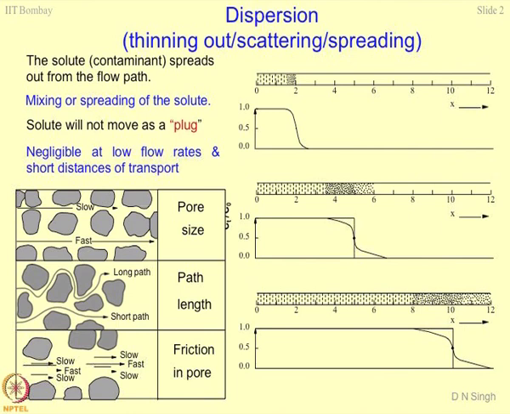Manning's equation is used normally for open channel flow, but the equivalent is the C parameter, which is the Chezy constant. So, that can be used for your pipe flows. Here, the friction between the grains is always less in the central portion as compared to the friction which is very close to the grains. So, this is the micro mechanics model which is normally used to understand dispersion and the modeling of the dispersion.